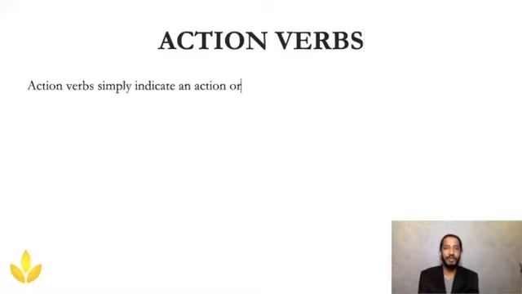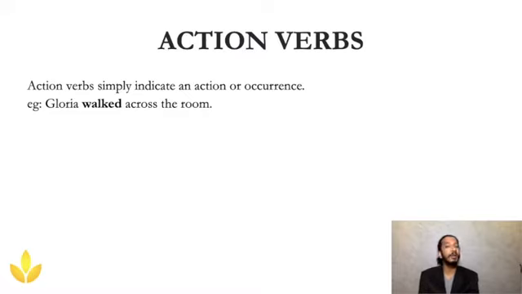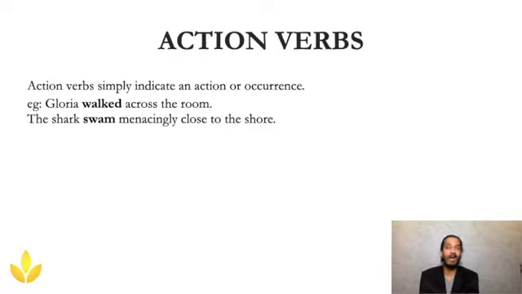For example, Gloria walked across the room. So here walking or walked is an action. The shark swam menacingly close to the shore. So swimming or swam, that is the past tense of swim, is an action verb.